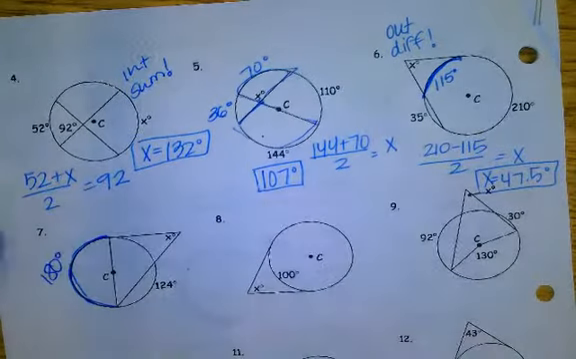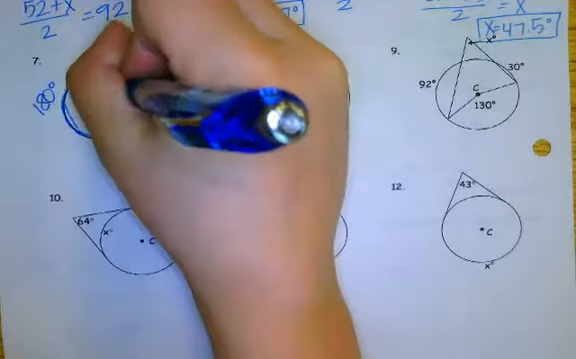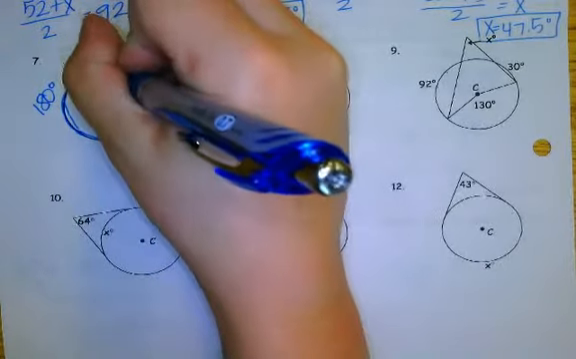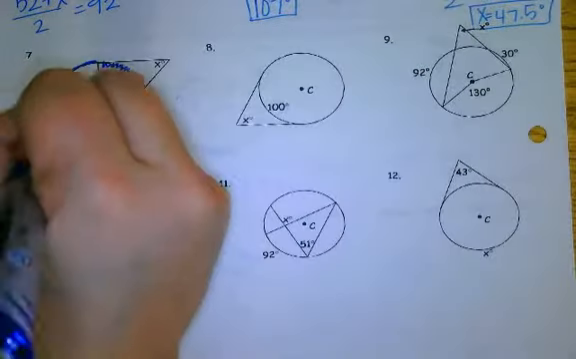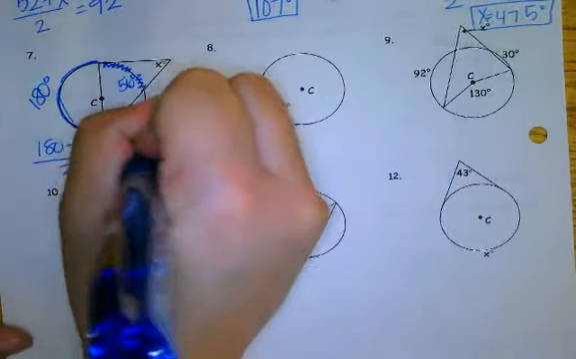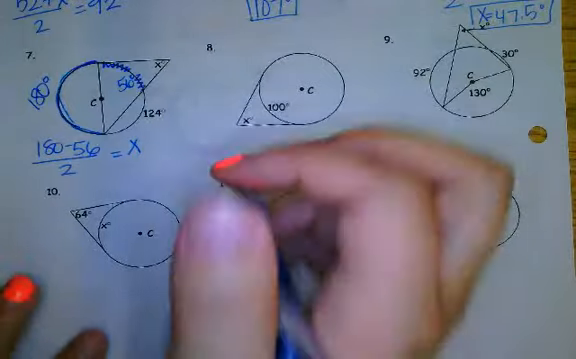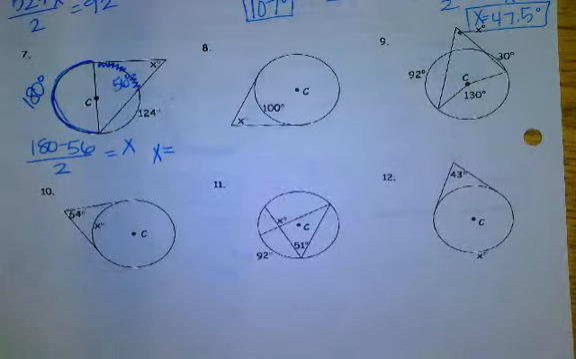Okay, what about your other intercepted arc? 56. How do you know that? Very good. Okay, so how am I going to solve for x? 180 minus 56 divided by 2. Leaving you with 62.